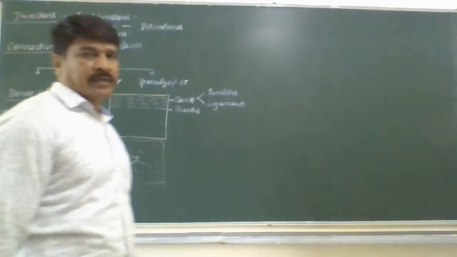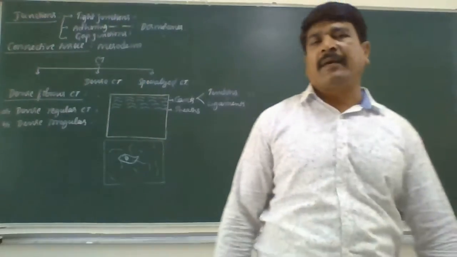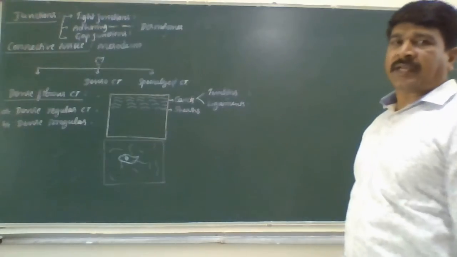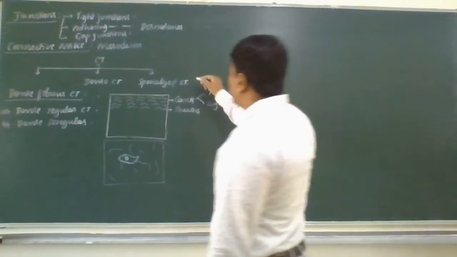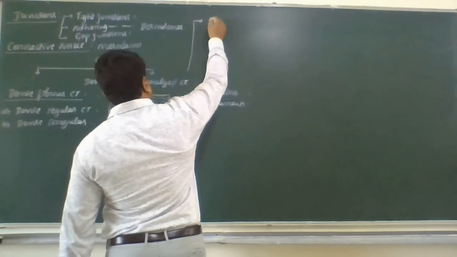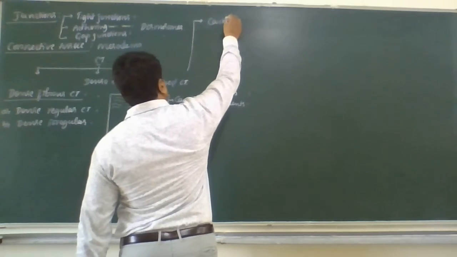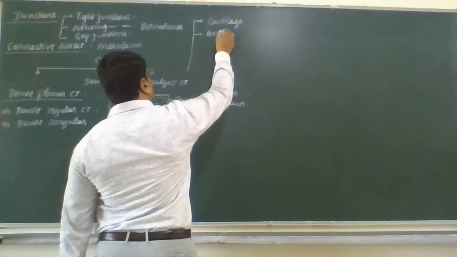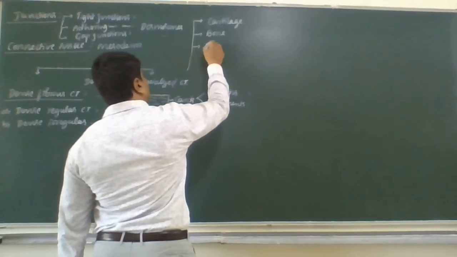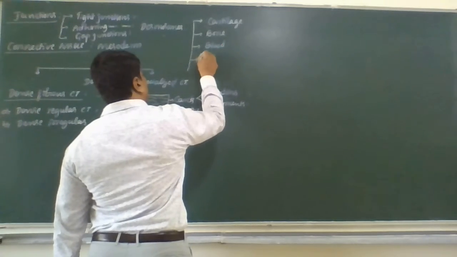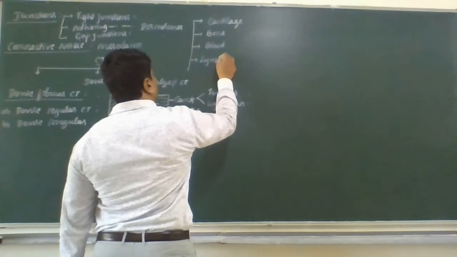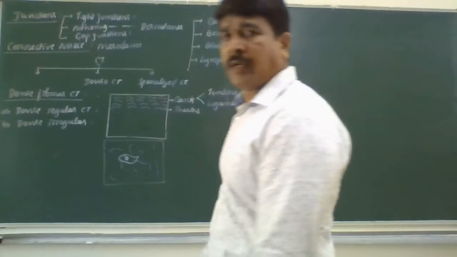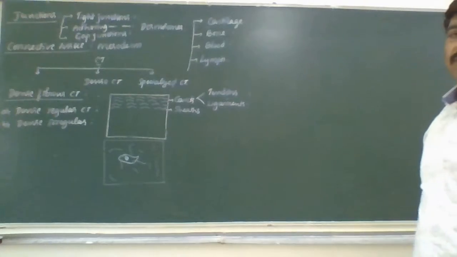So these two are the dense connective tissues, regular and irregular. I think it is very clear. Next, the last one is the specialized connective tissues. In our syllabus, there are four specialized connective tissues: cartilage, bone, blood, and lymph. So these are the four types of specialized connective tissue: cartilage, bone, blood, and lymph.